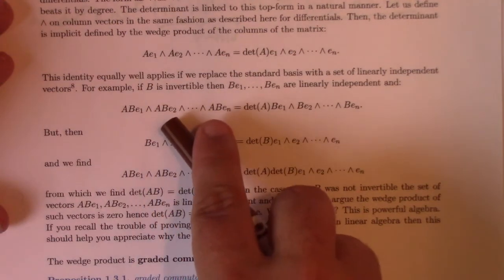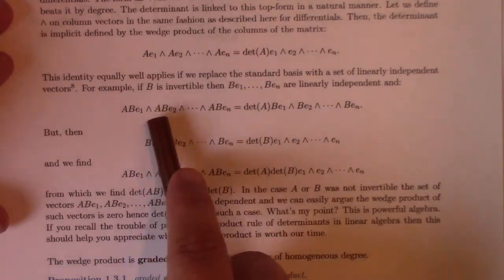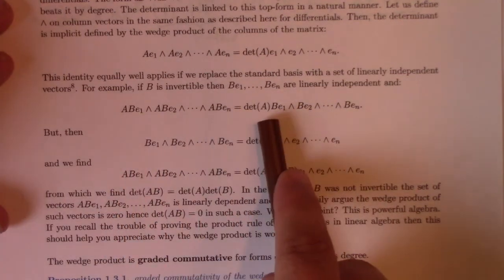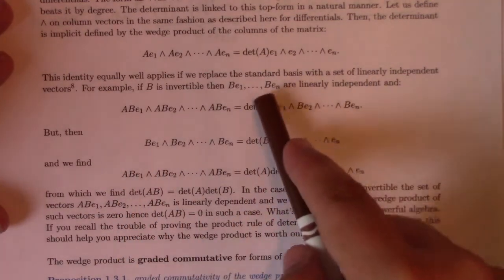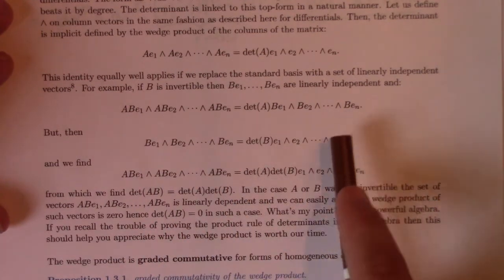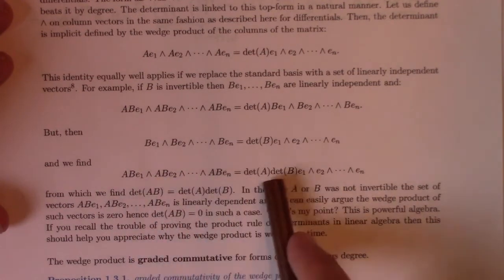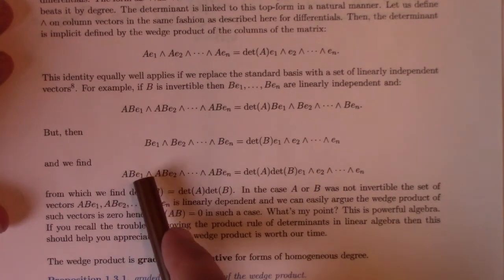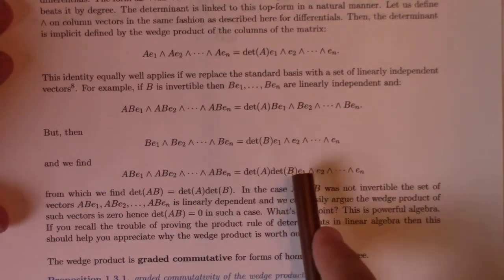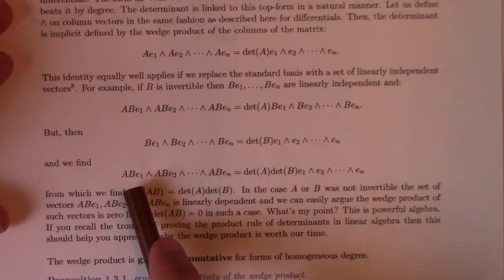So Be1, Be2, ... Ben would be linearly independent. And so there you go, I get the determinant of A. But then I can look at this with the standard basis and apply the definition of determinant in this notation again. And then all of a sudden, bam, I've got the determinant of AB equal to the determinant of A times the determinant of B. But this, by definition, in the current technology, is the determinant of AB, and there you go.